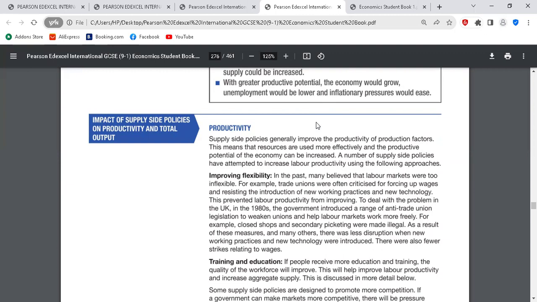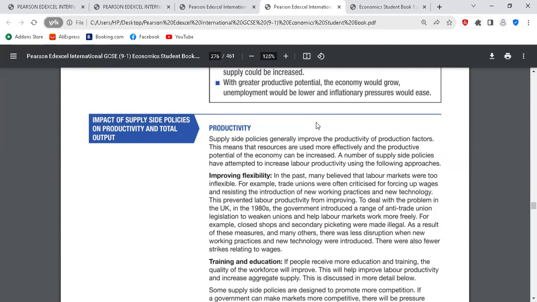They said supply side policies generally improve the productivity of production factors like land, labor, capital, and enterprise. This means that resources are used more effectively and the productive potential of the economy can be increased. That means with supply side policy, which are these aims that we've mentioned, it will increase the PPC of the economy. That means we should be witnessing an outward shift in our PPC curve. That is the point they are making here.